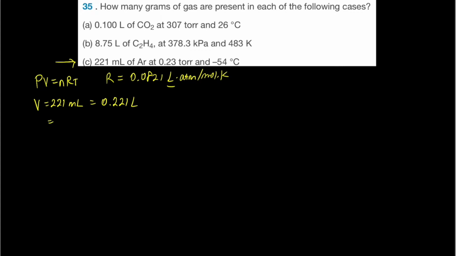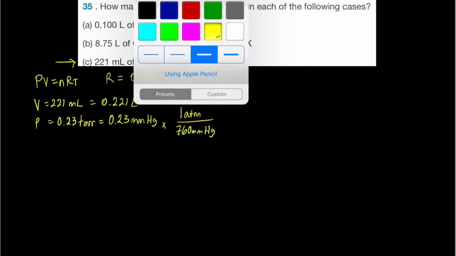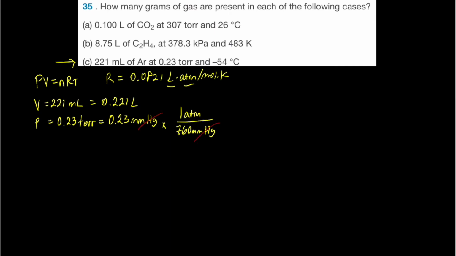Next, look at the pressure. The pressure is 0.23 torr. Okay, maybe you've already memorized that torr and millimeters of mercury are the same thing. But here, this is not atmospheres. We need atmospheres because R has units of atmospheres. So 1 atmosphere is 760 millimeters of mercury. And the units here cancel, which is great. And we're left with atmospheres here as the pressure.